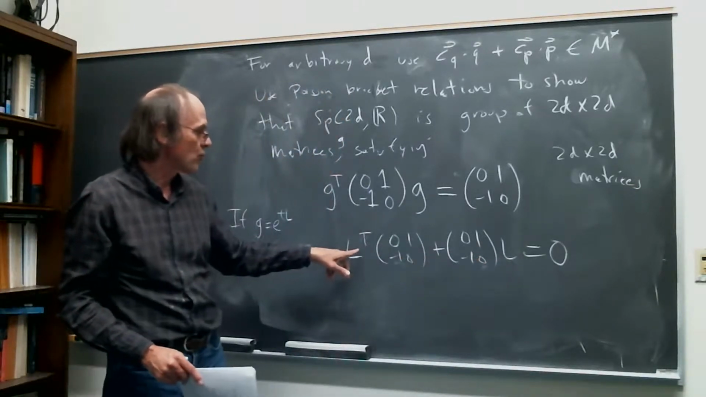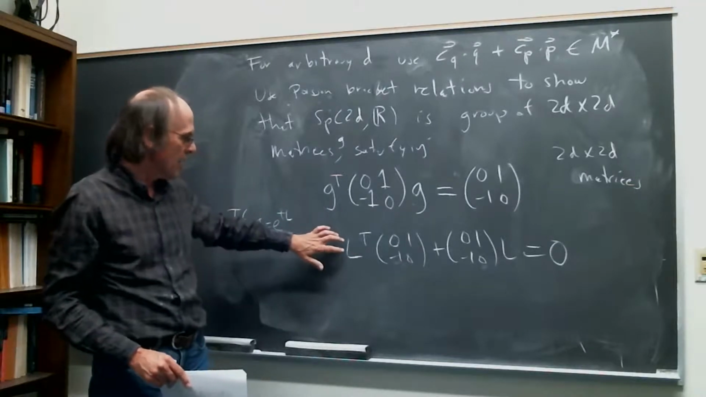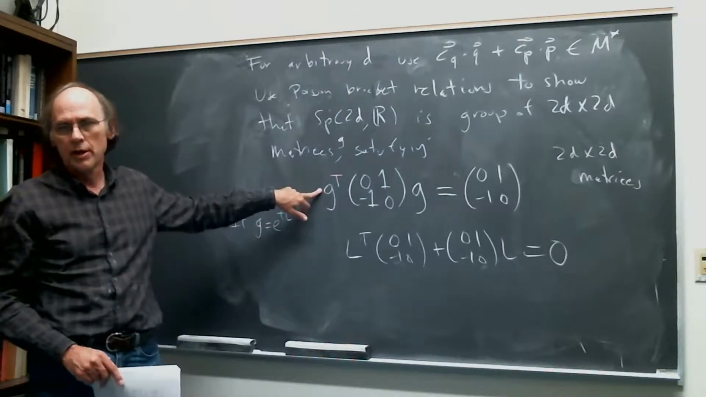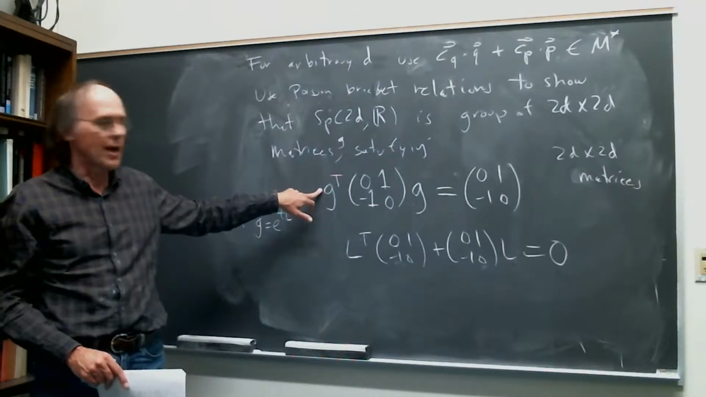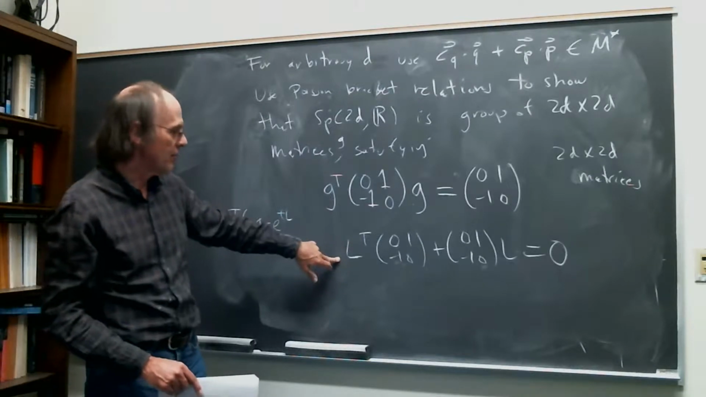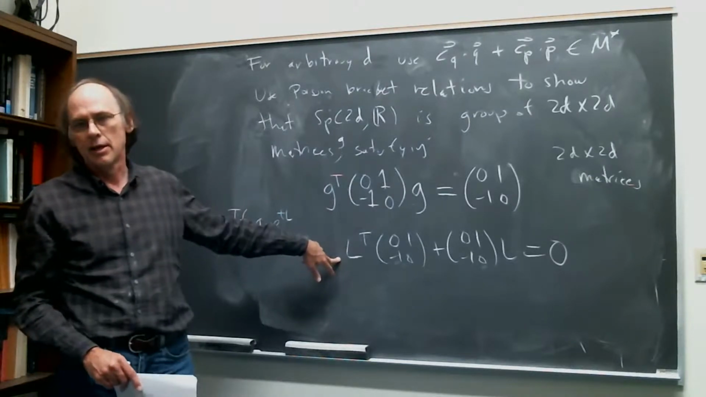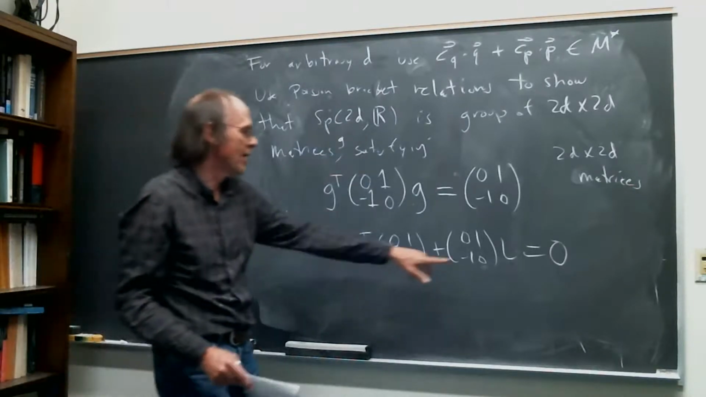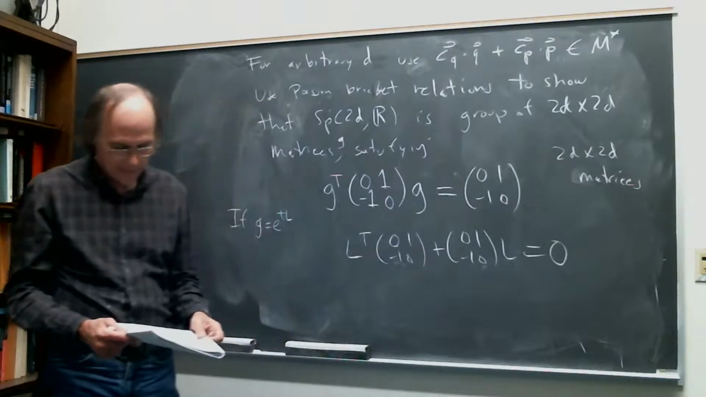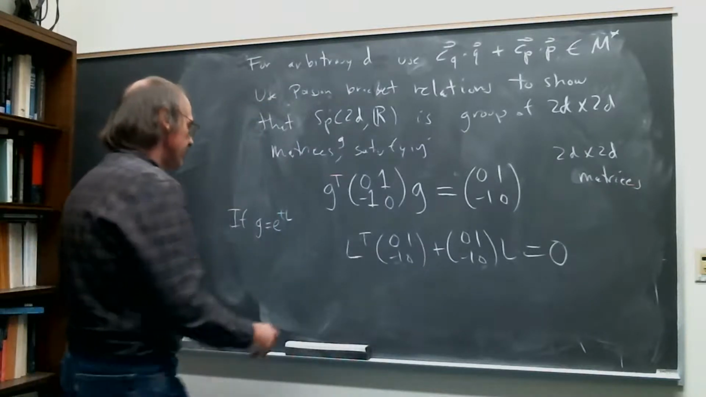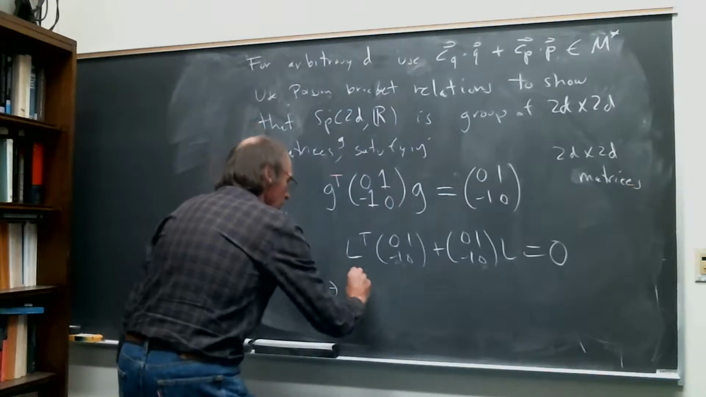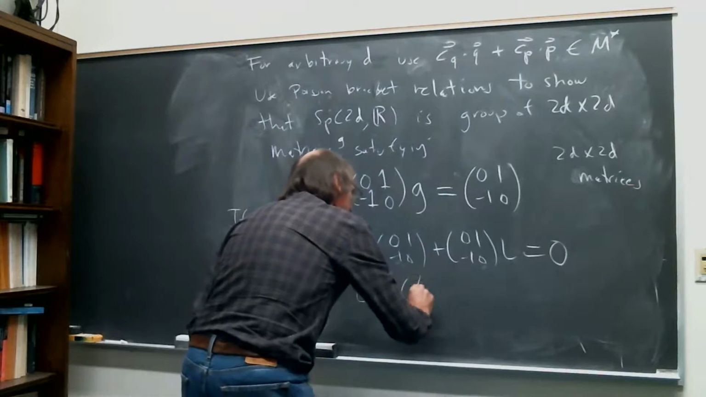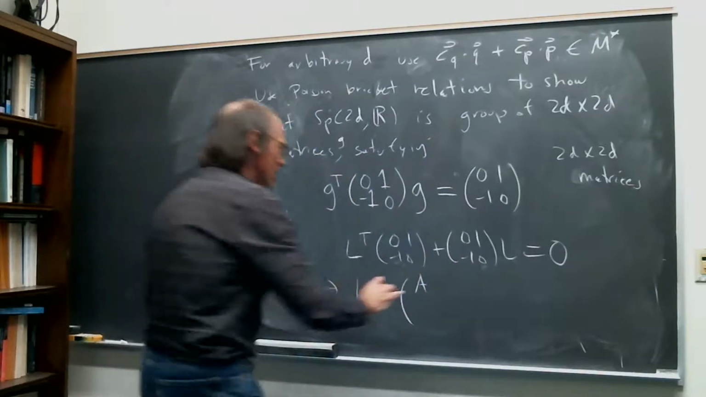So this is the analog of the determinant 1 condition in the D equals 1 case. This is the analog of the trace-free condition in the D equals 1 case. But it's more complicated in higher dimensions. You have to do it this way. And then you find that L has to have the block diagonal form of some D by D matrix.